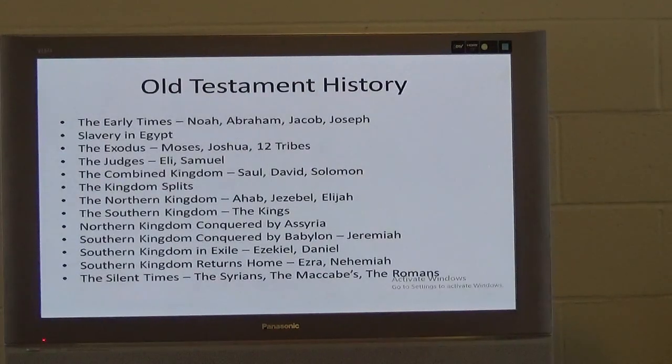So here's the Old Testament history. You have the early times. That's when Noah, Abraham, Jacob, and Joseph were running around. The timeline shows you slavery in Egypt happened next. Then the Exodus was Moses, Joshua, who actually crossed into the Promised Land.